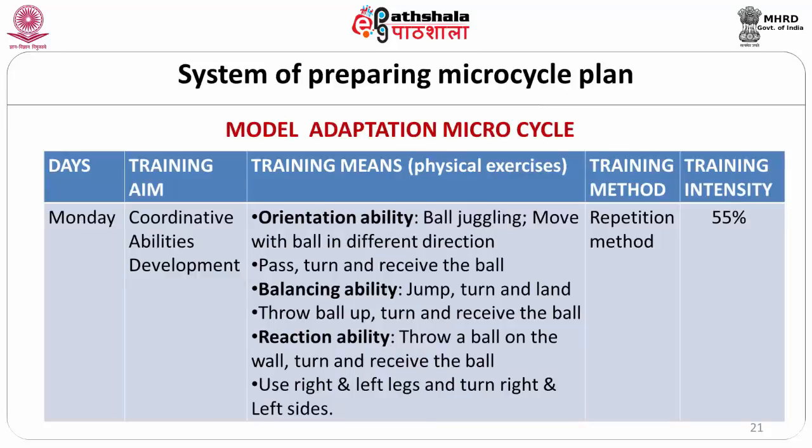Now, there is an example of adaptation microcycle. On Monday, the training aim is coordinative abilities development. The training means are ball juggling, move with the ball in different directions, pass, turn and receive the ball, and so on.